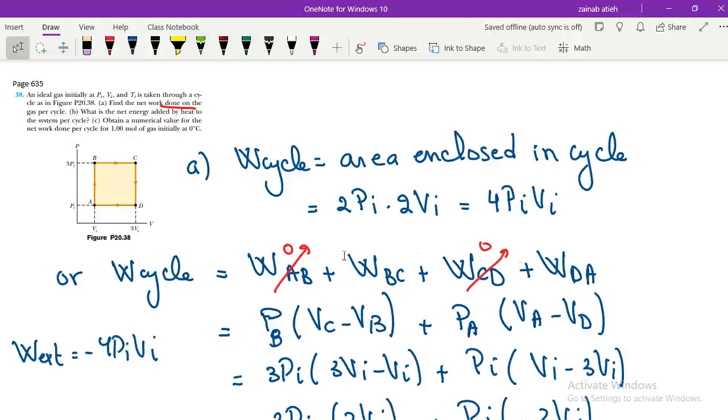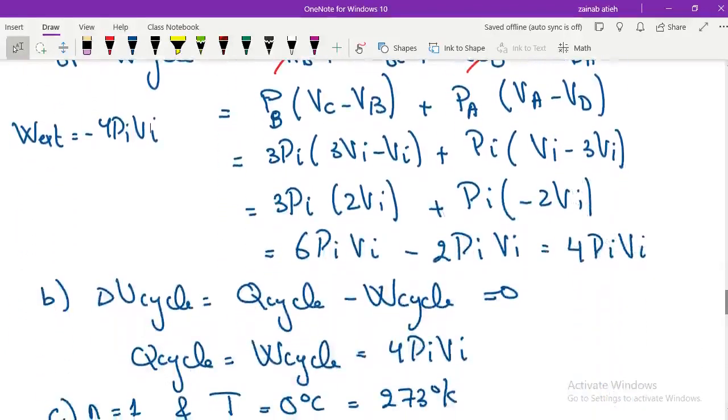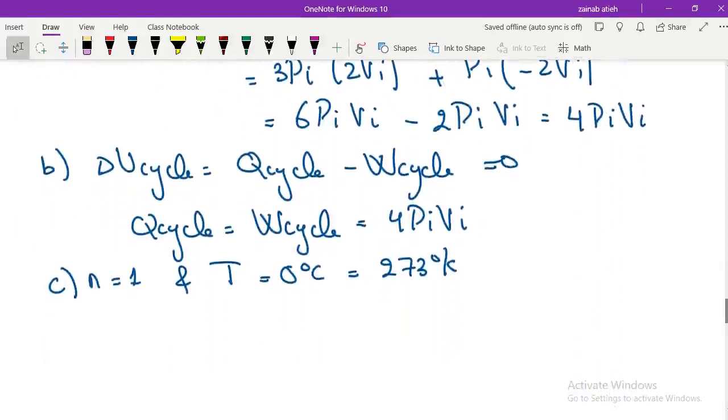Now in part C, he's asking me to calculate this work, the work done on the gas. Never mind, in exams we only ask about the work done by the gas. So we don't ask about W external, we only ask about W done by the gas. So W external, the work done on the gas during this process, is equal to minus 4 PI VI, I guess.